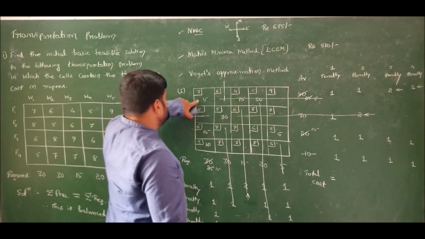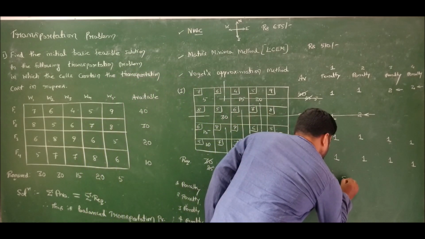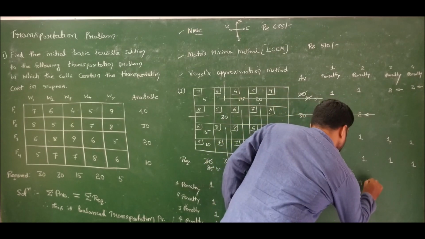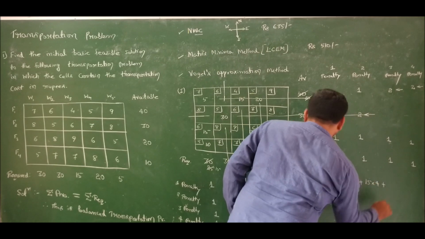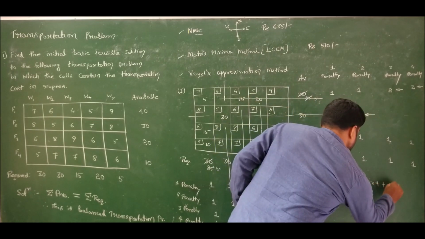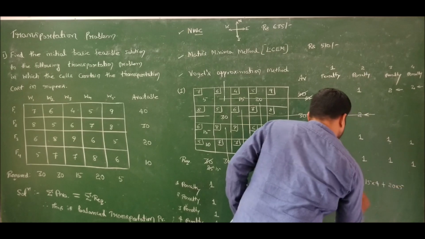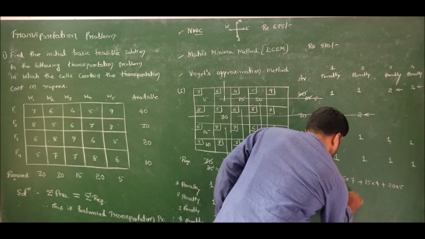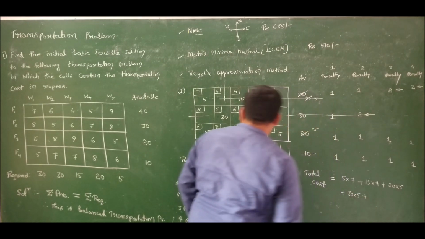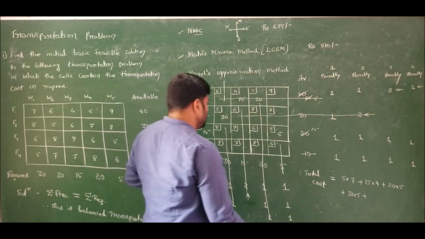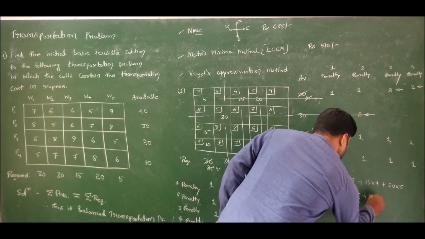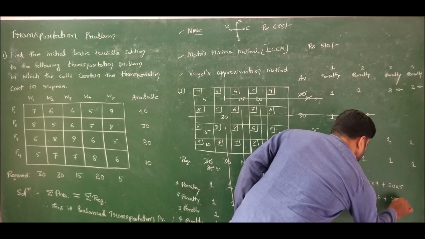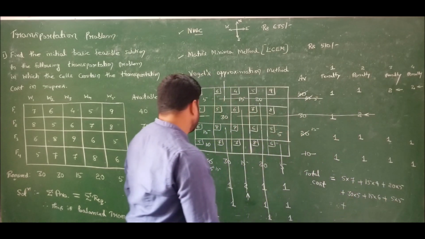Total cost will be 5 into 7 plus 15 into 4 plus 20 into 5 plus 30 into 5 plus 15 into 6 plus 5 into 5 plus 10 into 5.